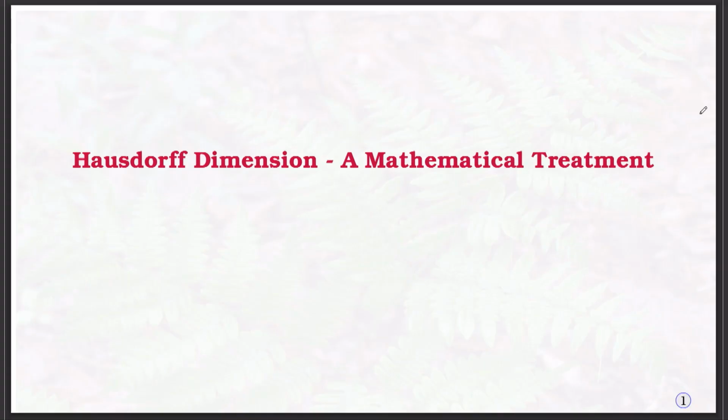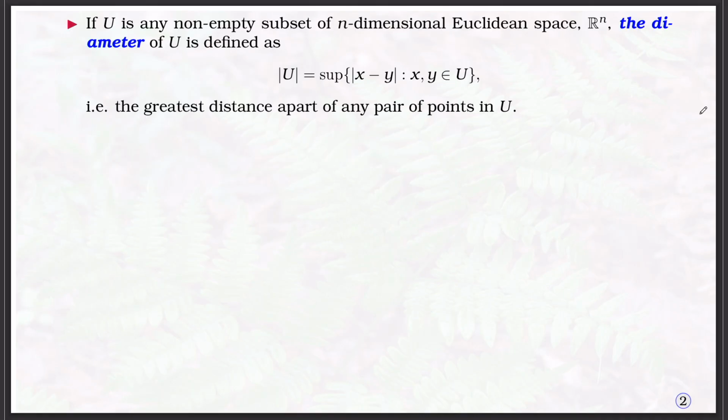So, in our last discussion, we investigated the physical interpretations of Hausdorff dimensions. In this class, we are going to define Hausdorff dimension in a mathematical way. So, the Hausdorff dimension: a mathematical treatment. Let me define some preliminaries which are needed to define the Hausdorff dimension.